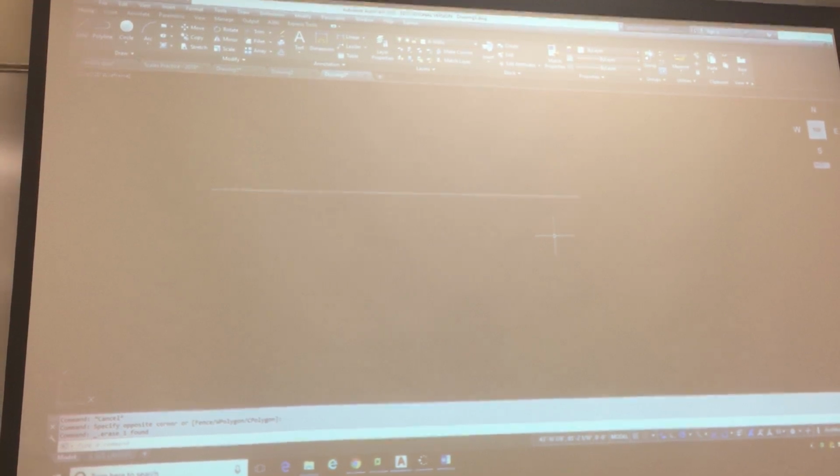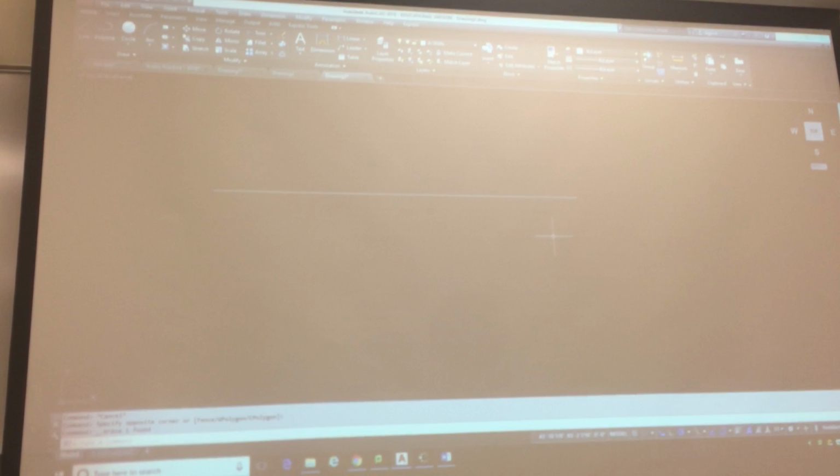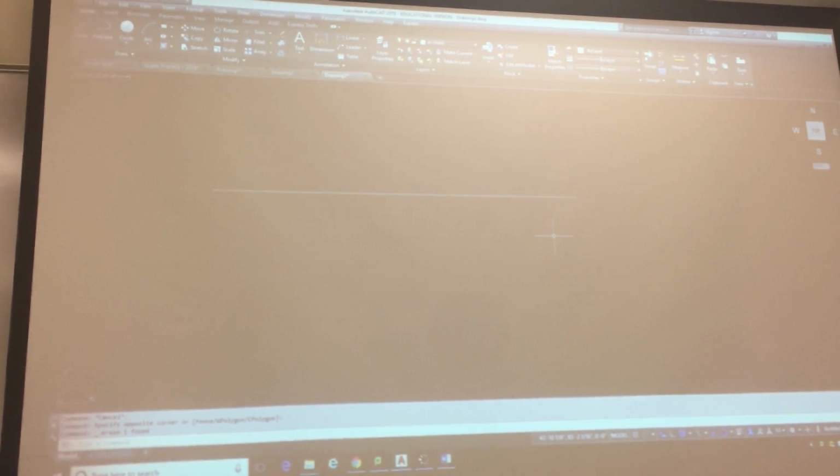And with floor plan 2, as we go along here, it's the same thing we did before, a little more intense, a little more stuff going on. There's some blocks and so forth in there. So if you have questions, ask me.